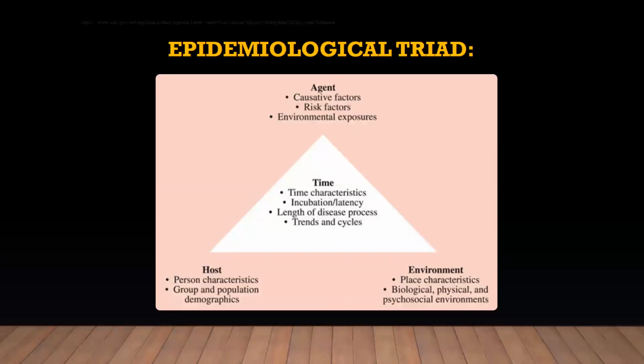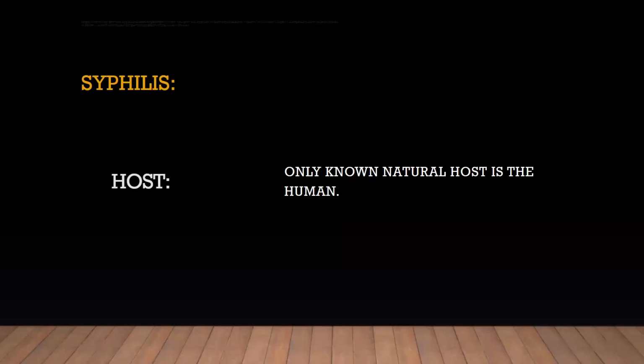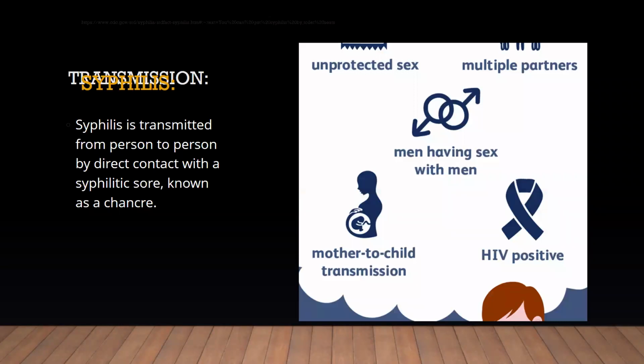Epidemiological triad, which includes agent, host, and environment. Agent is Treponema pallidum, a spirochete bacterium with various subspecies that cause the diseases syphilis, bejel, and yaws. It is transmitted only among humans. Host: the only known natural host is the human. Syphilis is transmitted from person to person by direct contact with a syphilitic sore known as chancre.